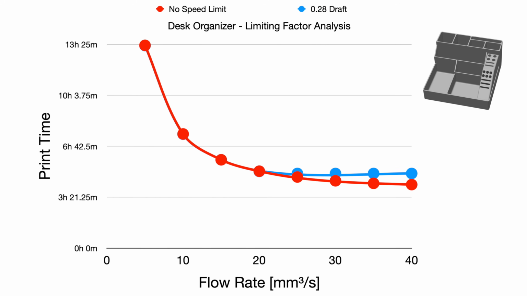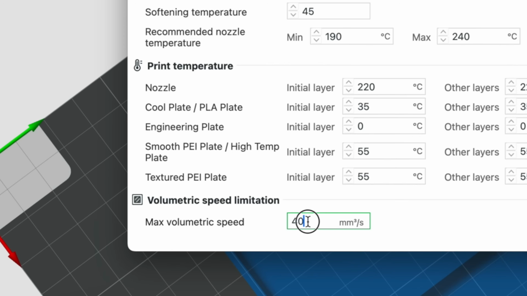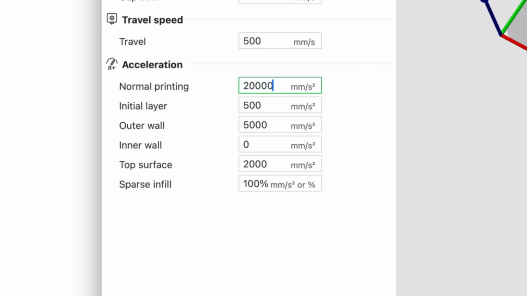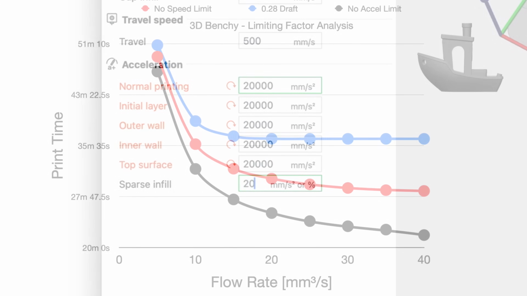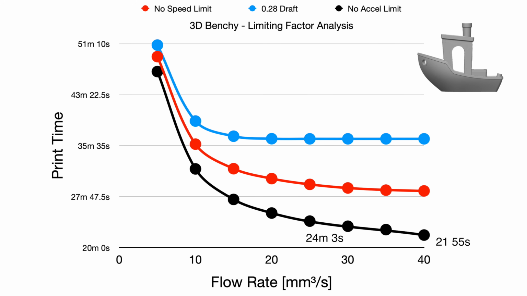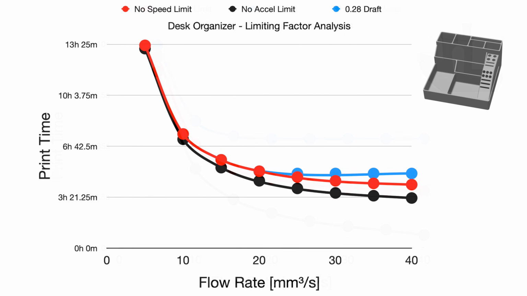For the desk organizer, we see a more significant 30 minute print time reduction when increasing the max flow from 25 to 40. In both cases, the max flow of 40 cubic millimeters per second could be better utilized if the acceleration limit could also be increased. If we were to increase it to 20,000 from the default 10,000, we'd save 2 minutes of print time on the benchy, with a max flow of 40 as compared to a max flow of 25. On the desk organizer, we'd save 38 minutes.